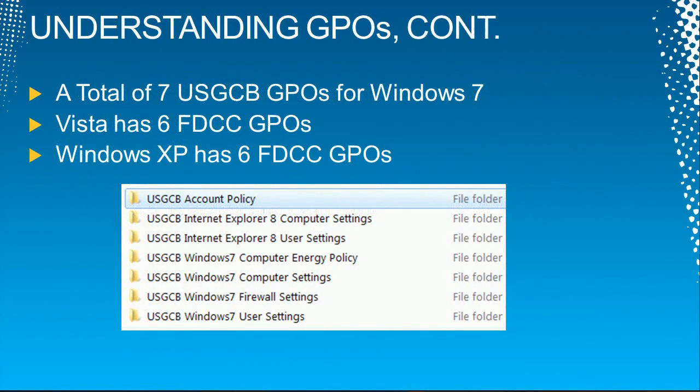So with the USGCB, there are actually 7 GPOs that you're going to be implementing. With FDCC, there are a total of 9. There are 3 that are general for FDCC. Then there are 3 that are specific for XP or Vista, whichever one you're going to be using. This slide only shows the USGCB ones. And what's interesting here is that now there's a computer energy policy for Windows 7, where we didn't have that for XP and Vista.